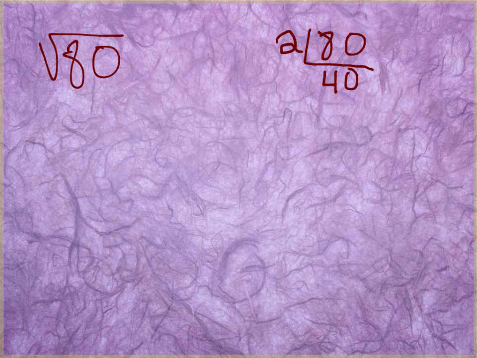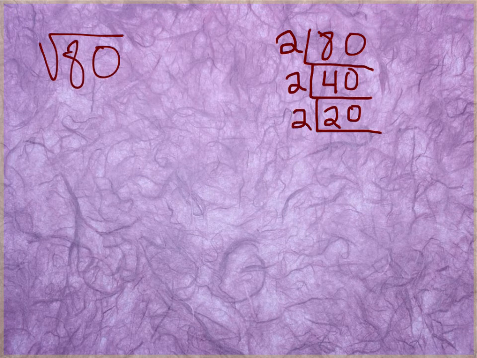2 goes into 80 40 times. Well, I can keep rolling with 2 because 2 divides 40, right? That's 20 times. Now we already got duplicates there. We got 2 2s there. And then I'm going to keep factoring. I can keep using 2. 2 goes into 20 10 times. I can keep using 2. 2 goes into 10 5 times. Now, all my numbers outside here are prime, which is good because that's what we tried to do. We're trying to do the prime factorization to simplify the radicals.